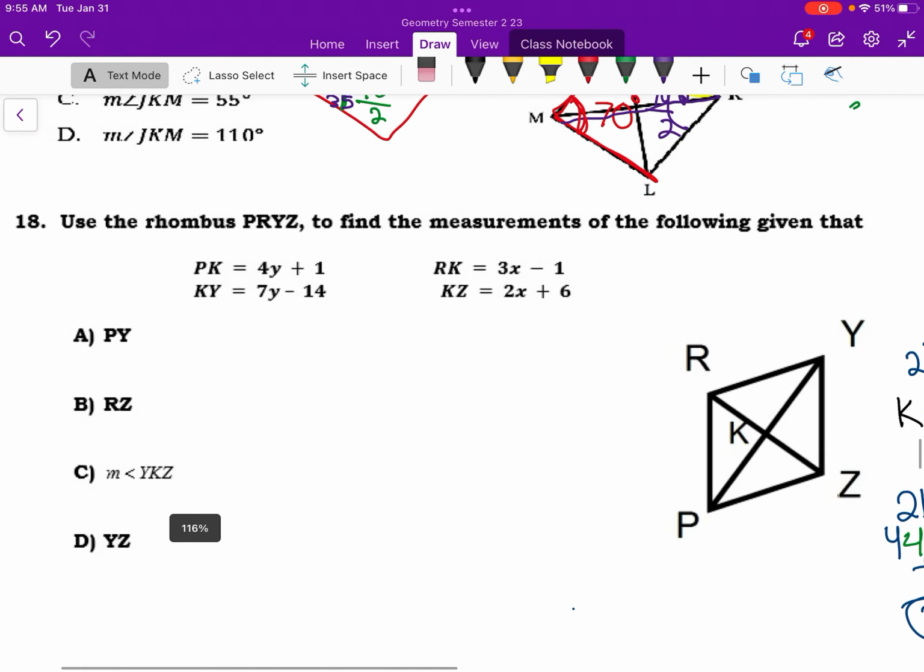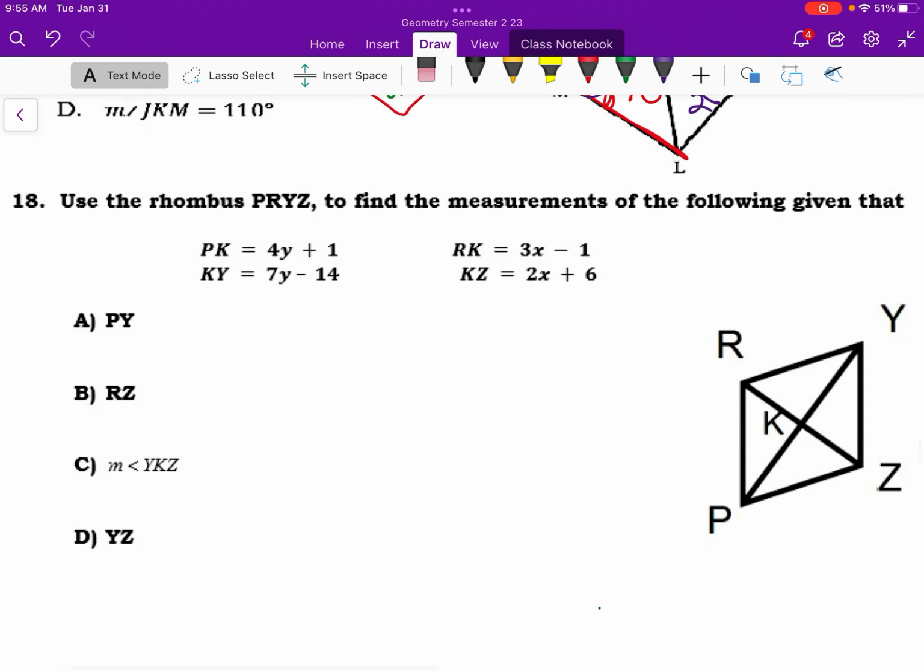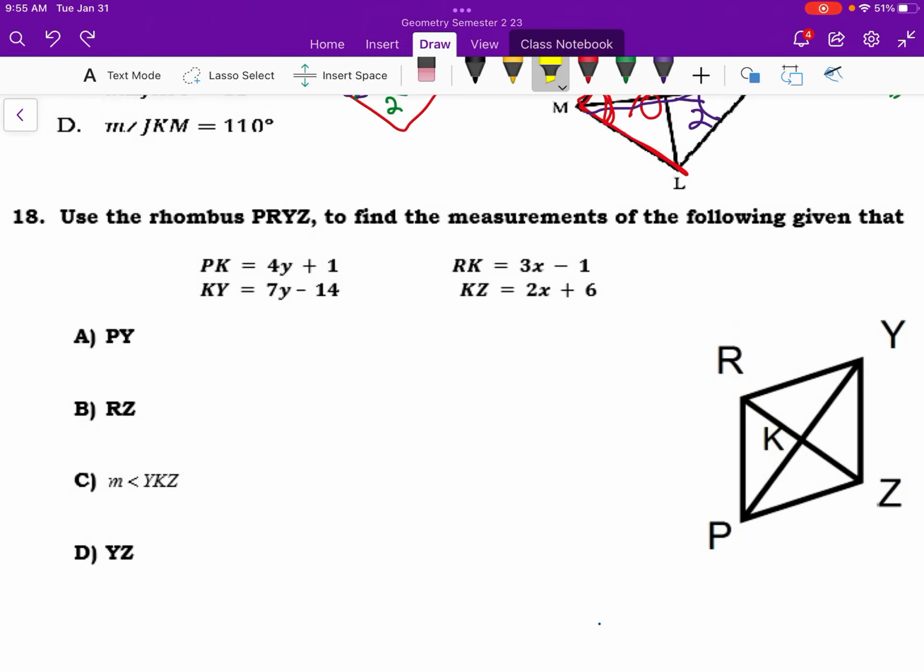All right, let's look at what we're doing over here. So I have diagonals. So I have PK, I have PK right here and KY right here. So these two make up a diagonal. So I know that they bisect, okay? That means that they are going to be equal to each other, and I'm going to solve.